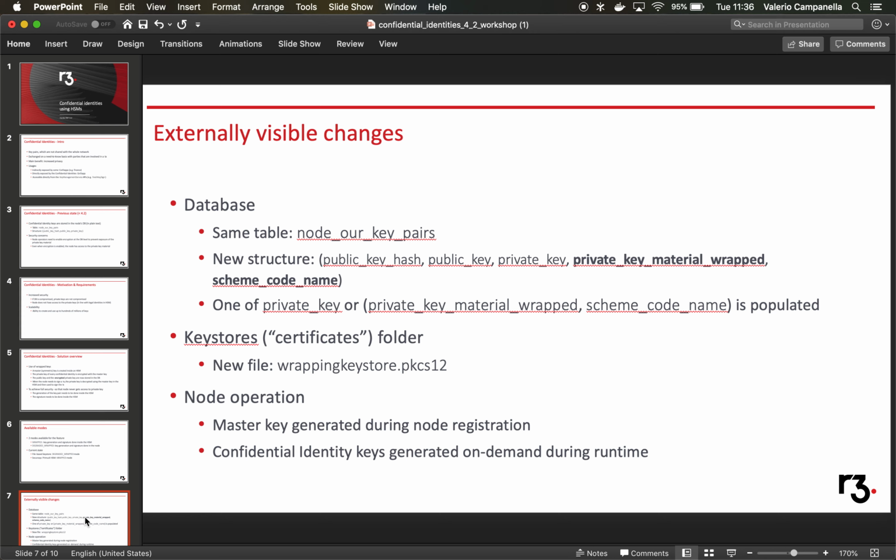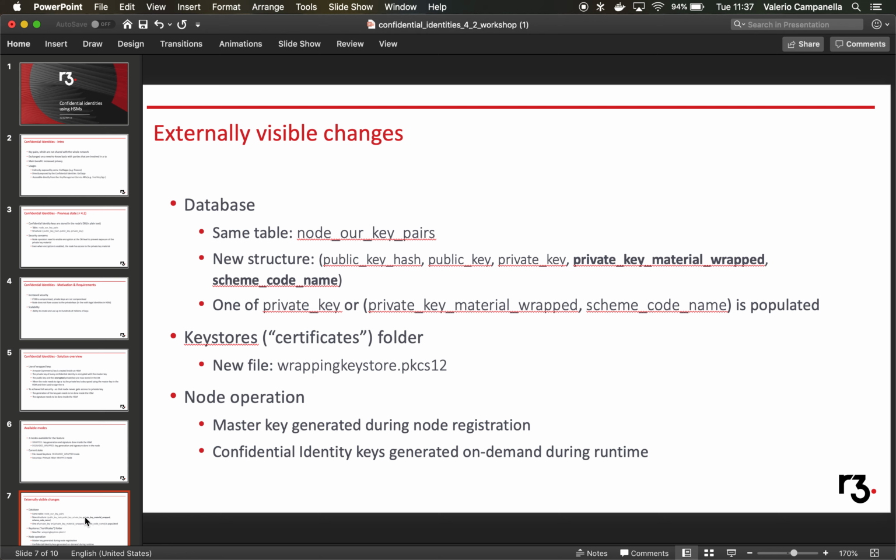identity. And then one of these columns, either the private key or the combination of private key material wrapped and scheme code name, will be populated in the database. The other one will be null, depending on whether you have enabled this feature or not. In the key stores folder, which is called certificates, if you're using the degraded wrapped mode with a file-based key store, you will now see an additional key store file with the name wrapping key store .pkcs12, which essentially stores the symmetric AES key, which is normally stored in the HSM and is used for wrapping the confidential identity keys.